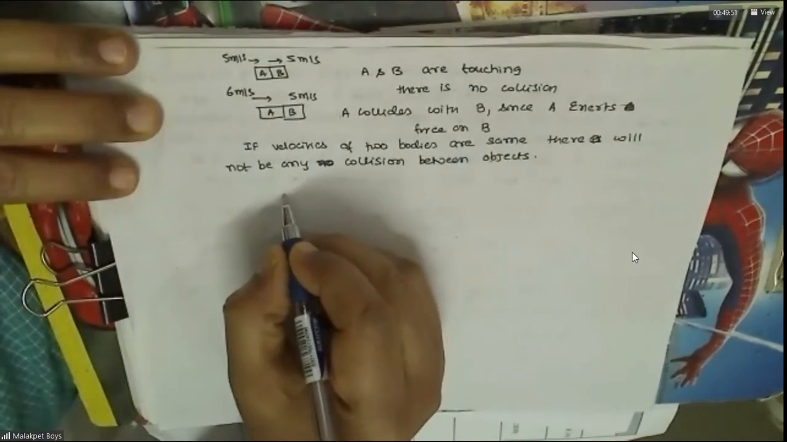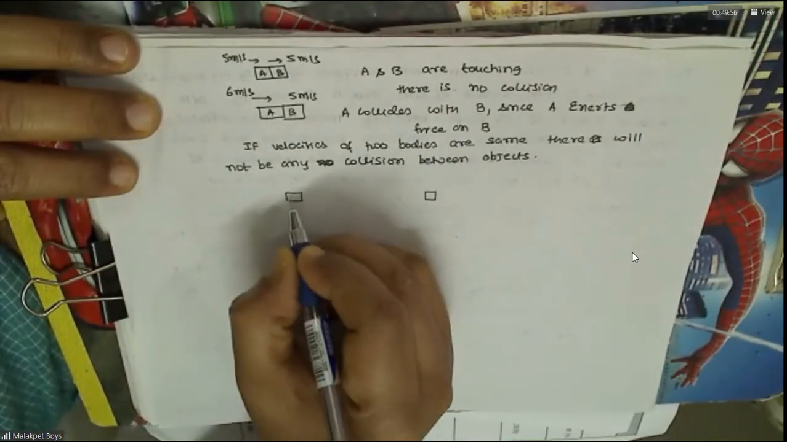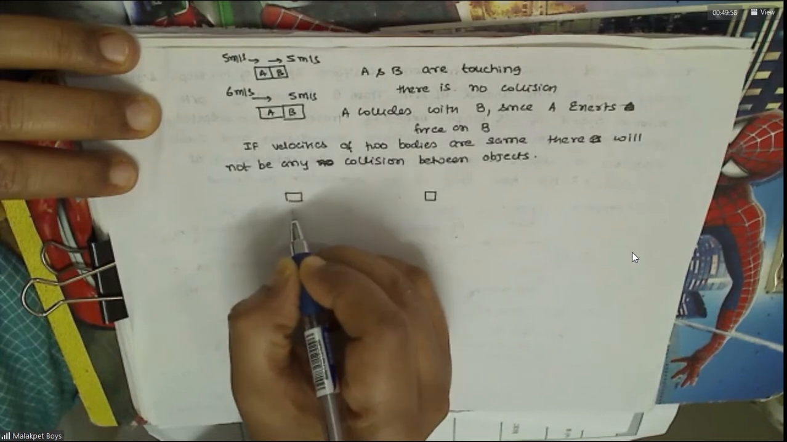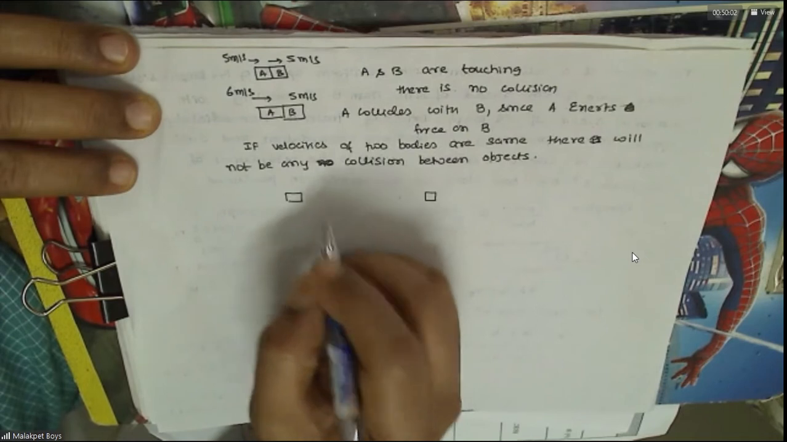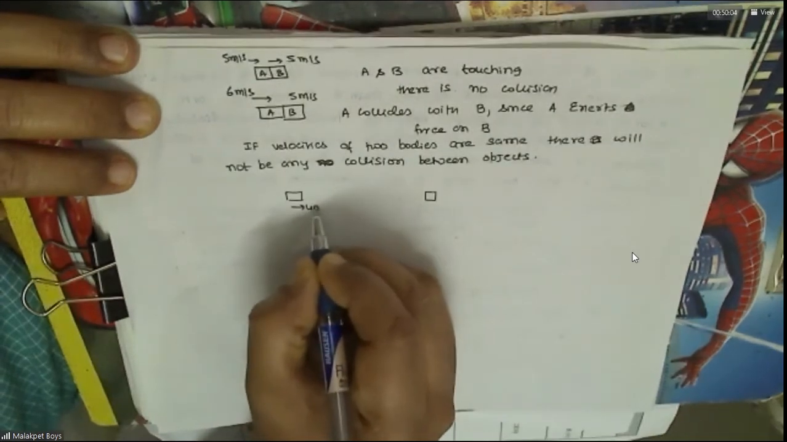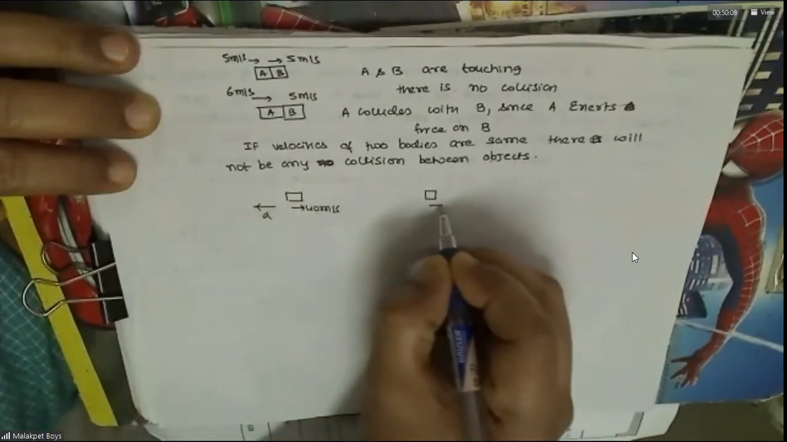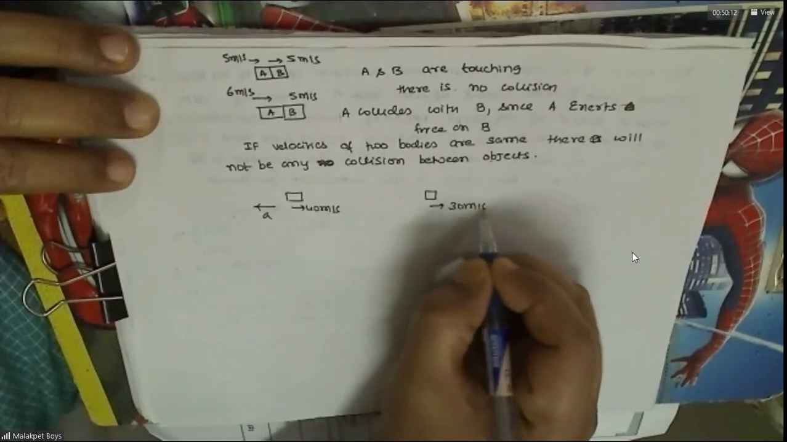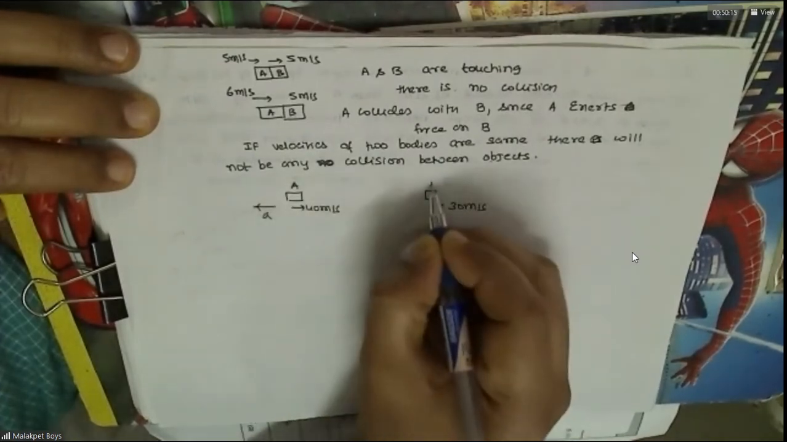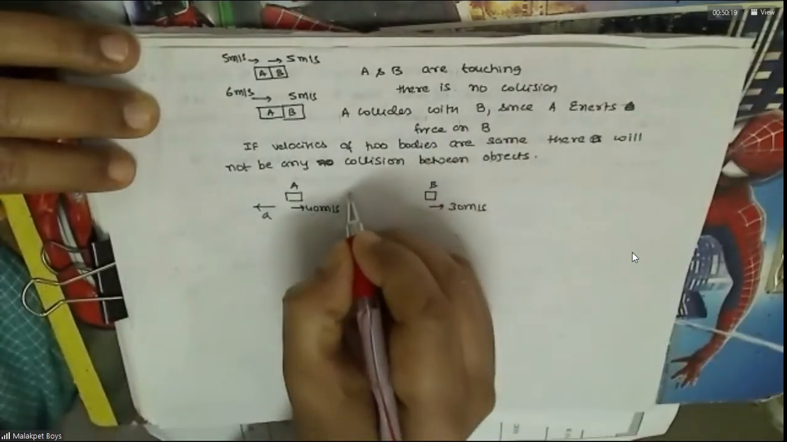And one more thing, suppose initially this is the situation. This is A, what is the velocity? 40. There is a retardation. This is going with how much? 30 meters per second. This is A, this is B. Now the distance between them is 1000 meters.